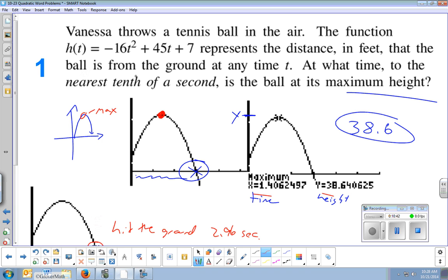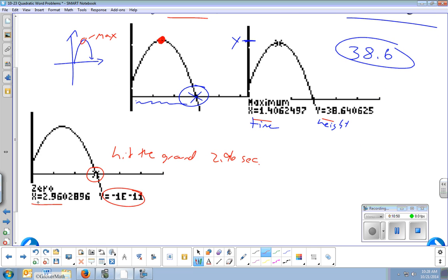Now the problem should specify how long the time is. Distance in feet, ball's thrown t, what is the maximum height? It's the nearest tenth of a second. So yeah, they're talking about time in seconds. So the x value is our time for this problem.